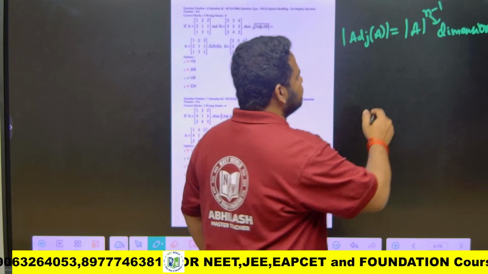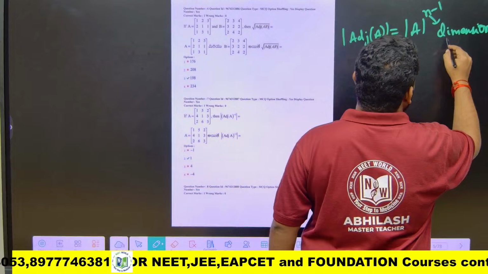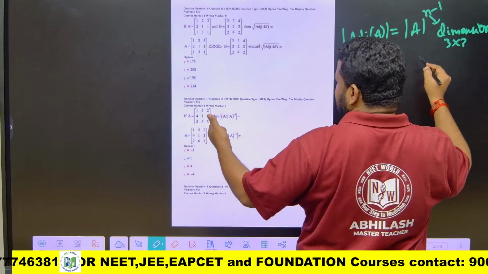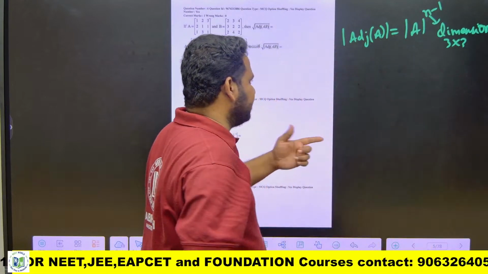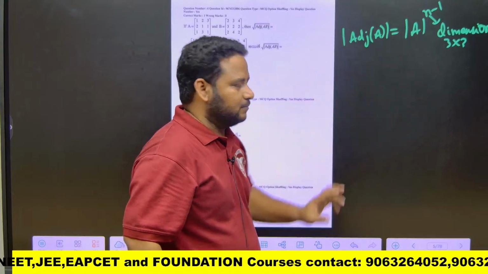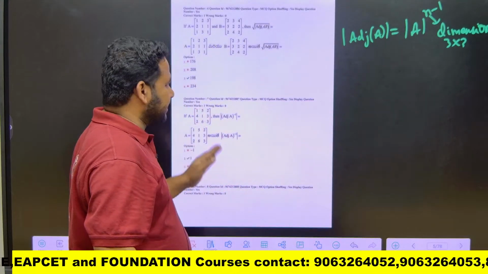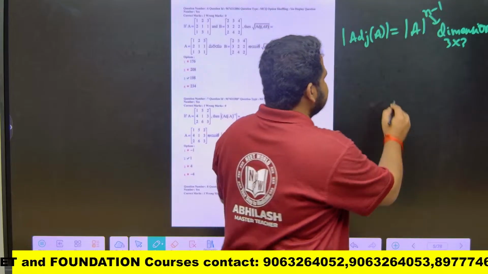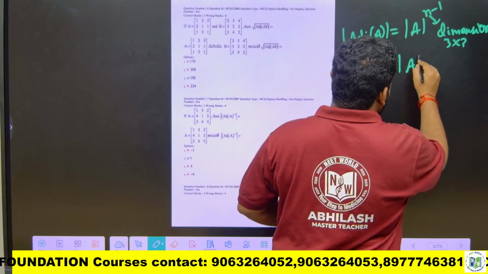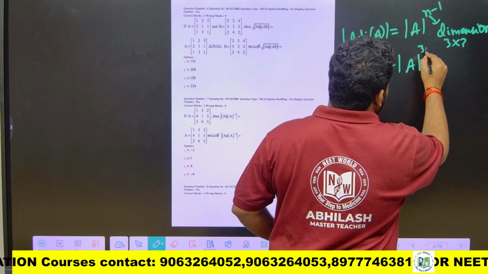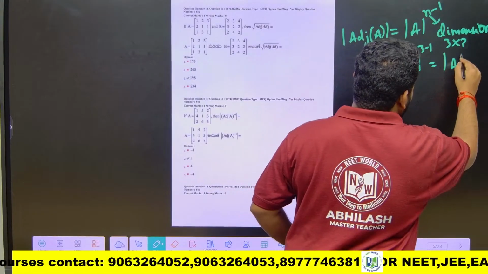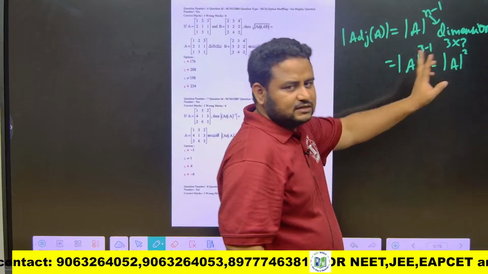So n is the dimension. If it is 3 cross 3, here 3 is the row and another 3 is the column, so it is a 3 cross 3 matrix and n is equal to 3 here. So we will have determinant of A to the power of n minus 1, that is 3 minus 1, which gives determinant of A whole square.